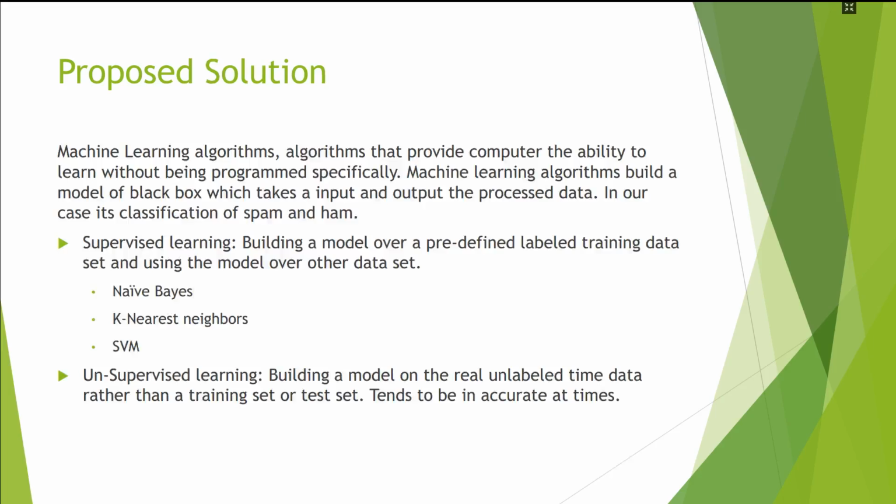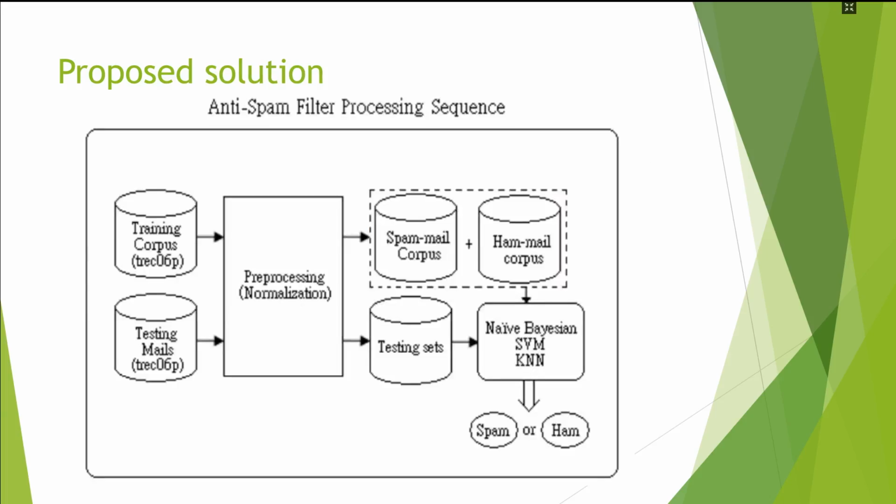We'll be implementing the basic three supervised learning algorithms: naive Bayes algorithm, k nearest neighbors algorithm, and support vector machine, nothing but SVM. So here we will be having a training set and a testing set, and then we'll process the training. We'll build our model based on the training set. Then we run the model with the testing set. So we then get spam or ham.